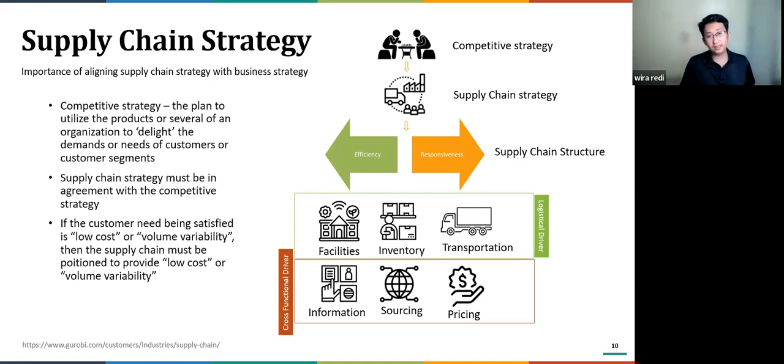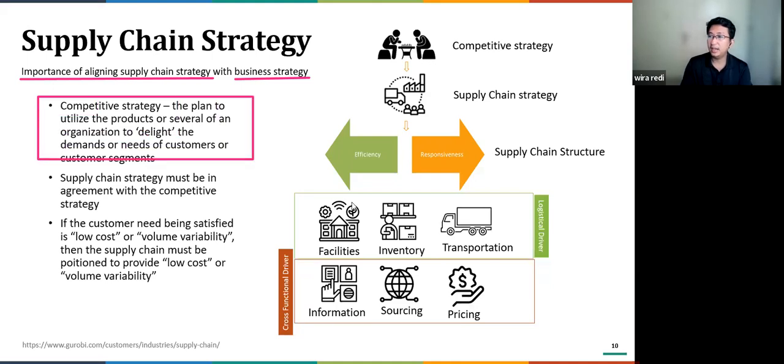The thing I would like to emphasize here is that it is very important to have alignment between the supply chain strategy and your business strategy. Business strategy is commonly mentioned as the competitive advantage strategy. It's a plan to utilize the products or several things in the organization to delight customers, meeting the needs of a customer segment, so that they are satisfied with the product or service you have.